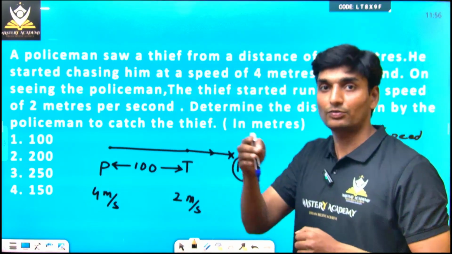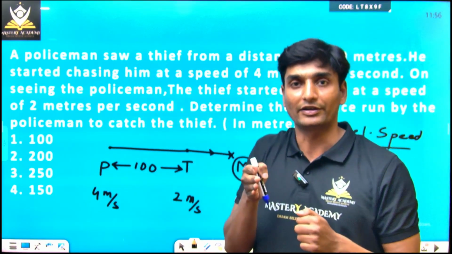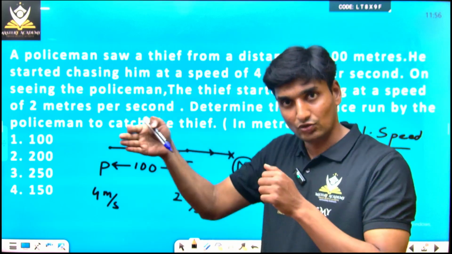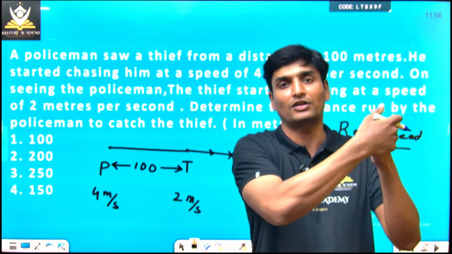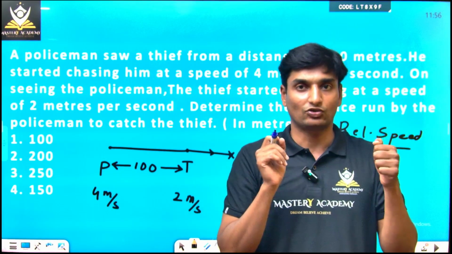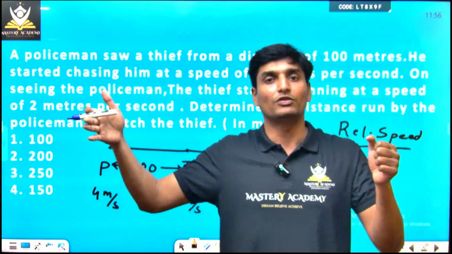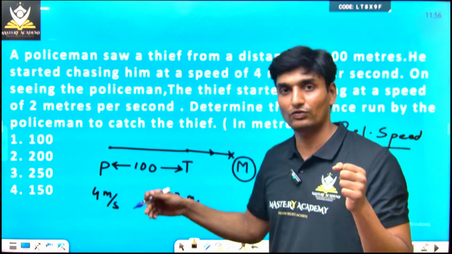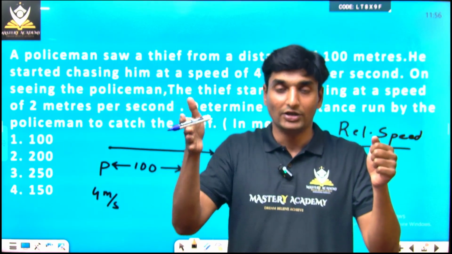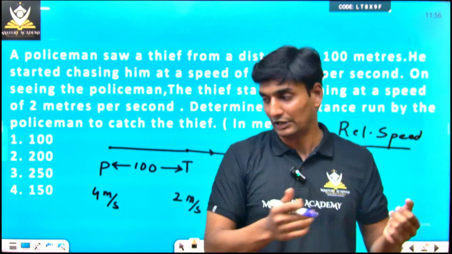At 1 second, the policeman is moving 2 meters ahead of the thief. 2 meters in 1 second, every second. Definitely at point M, he is going to catch the thief. So for relative speed, we have to consider the difference, that is nothing but 4 minus 2 meters. Every second, he is at a profit here.